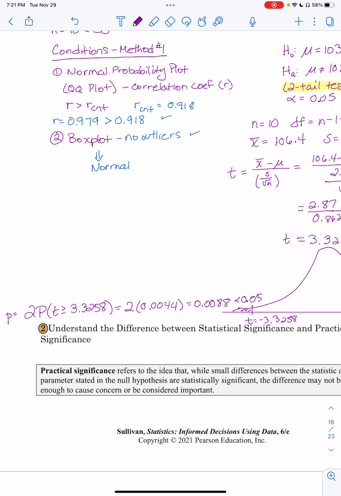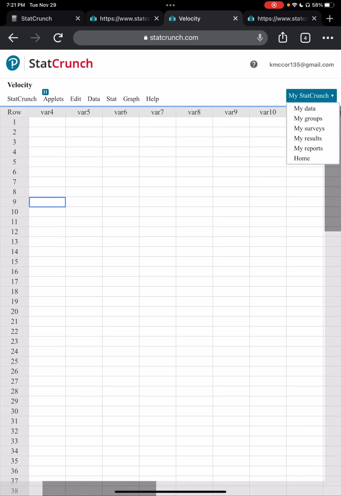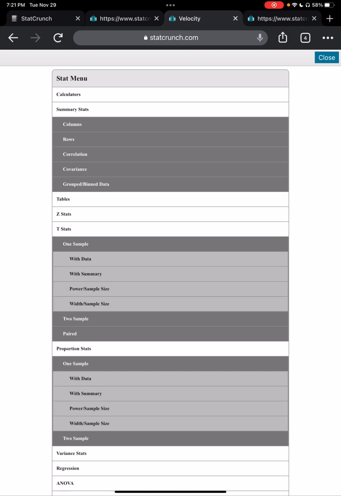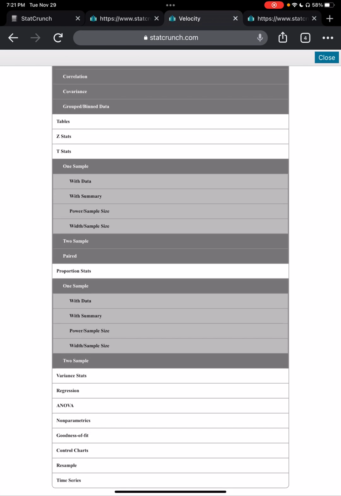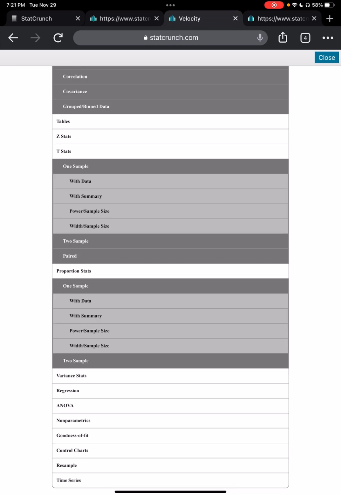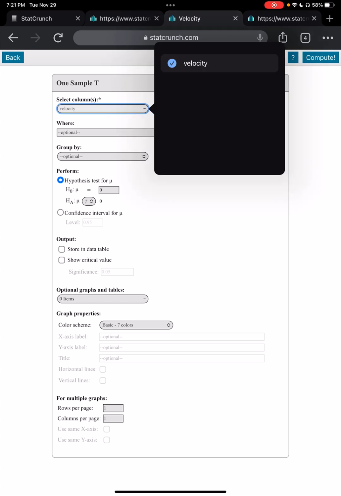All right. If I wanted to do this directly in StatCrunch, my StatCrunch method, then I can come over and close this. I still have all my data here. I'm going to do Stat, get rid of the calculators, and do T Stats, one sample, with data this time. It asks me what column the data is in, and here it's in the velocity column.